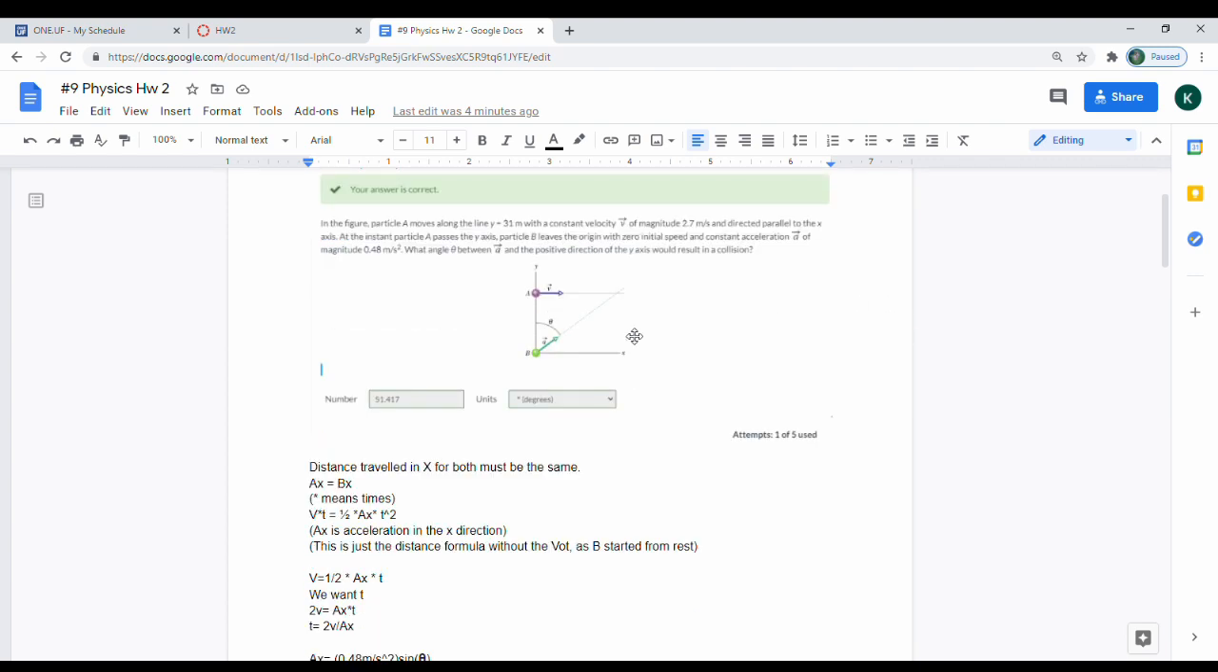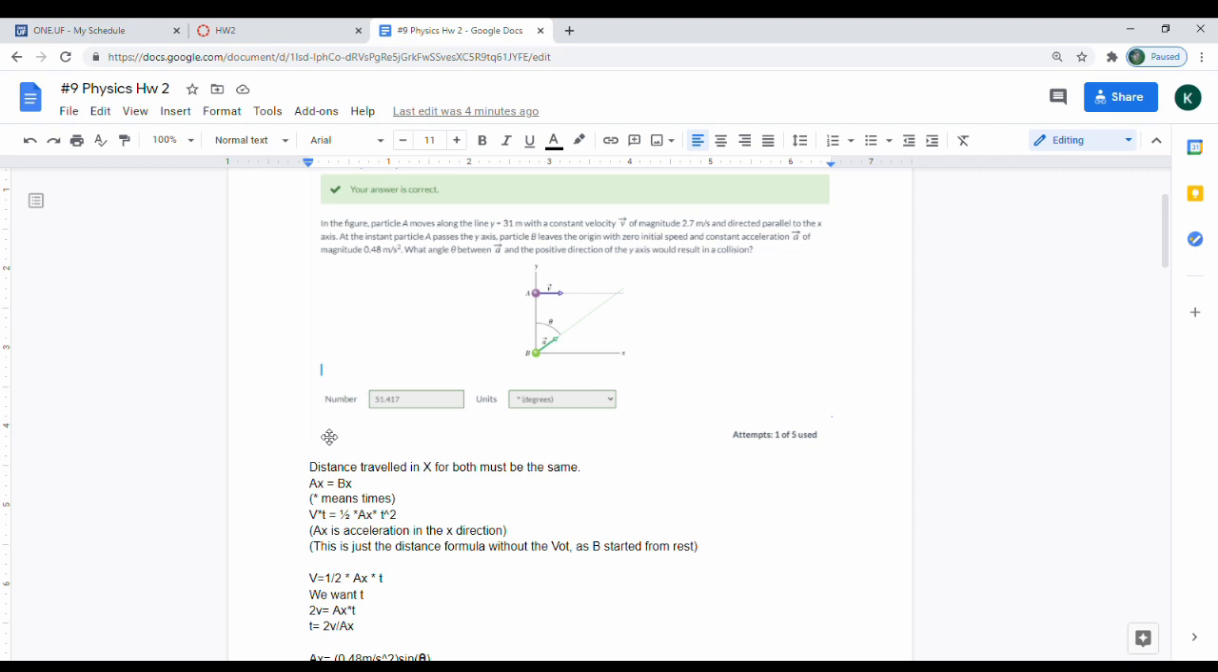The easiest thing to remember is to separate x and y, because it makes it way easier. As he said, they're distinct, so we can consider them separately. We know A of x has to equal B of x in order for them to collide. By the way, this dot just means multiply.